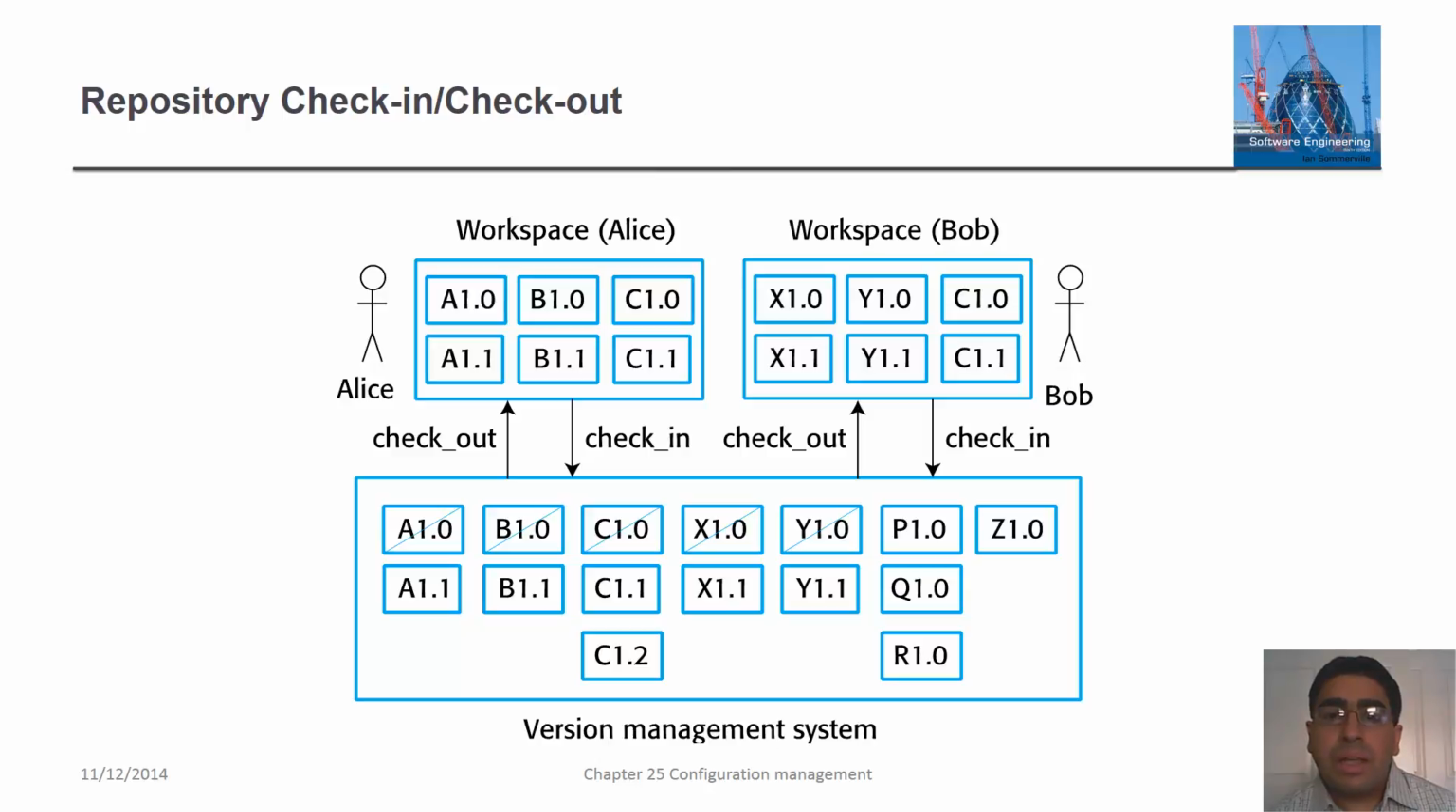In this example, Alice can check out versions A 1.0, B 1.0, and C 1.0, create A 1.1, B 1.1, and C 1.1, and check them back in. Whereas Bob does the same with X, Y, and C. Now, since both work on C 1.0 simultaneously, the system ensures that individual copies are checked back in, which can be systematically merged later on.